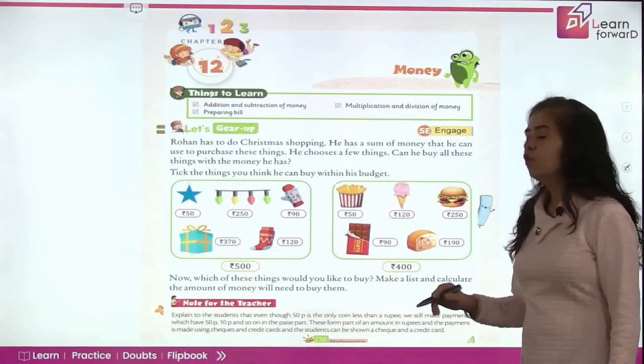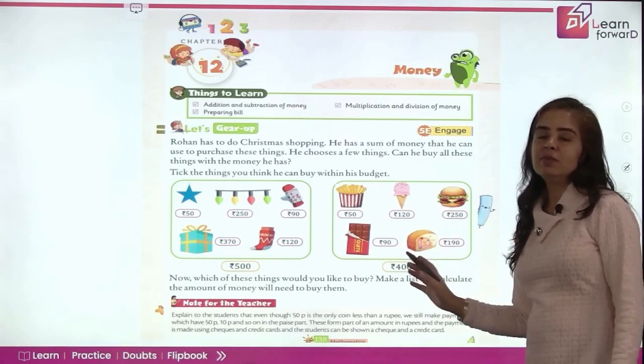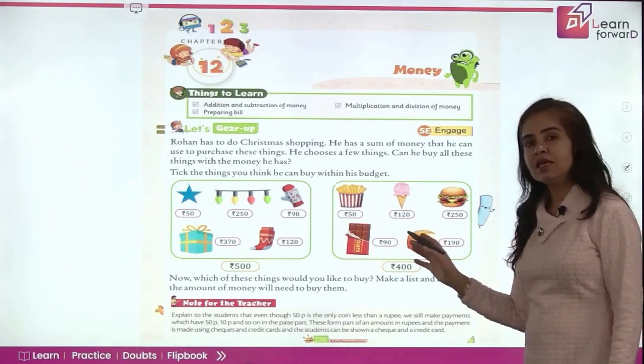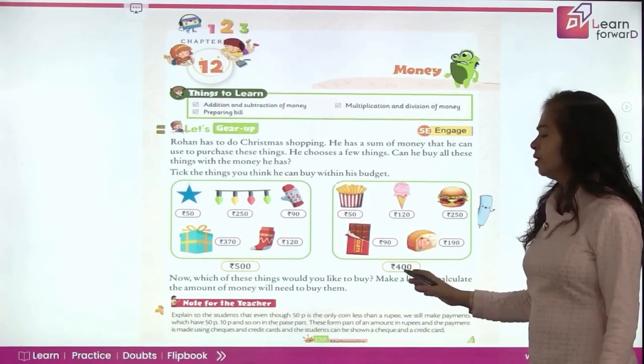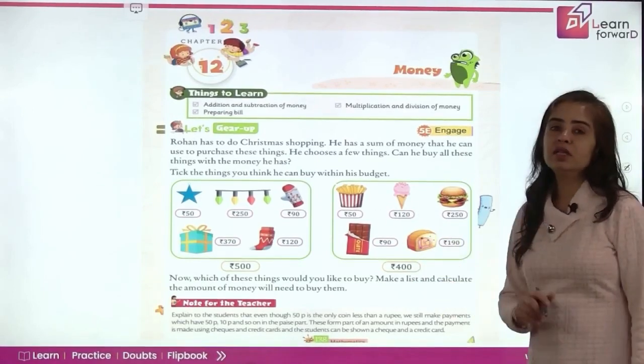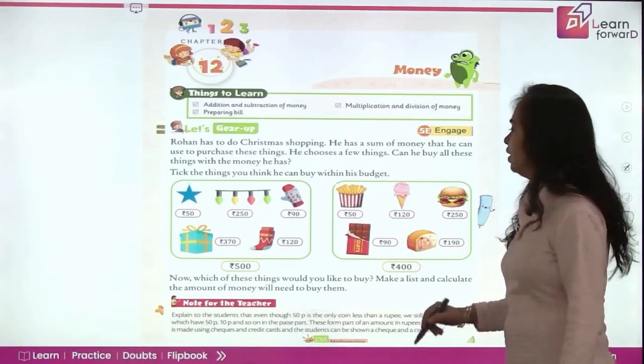Similarly, for 400 rupees, you have the eatables here. That was for decoration. Now for the party, you need eatables also. So for eatables, you have a budget of 400 rupees. So just find out what will be the things you can buy for 400 rupees.